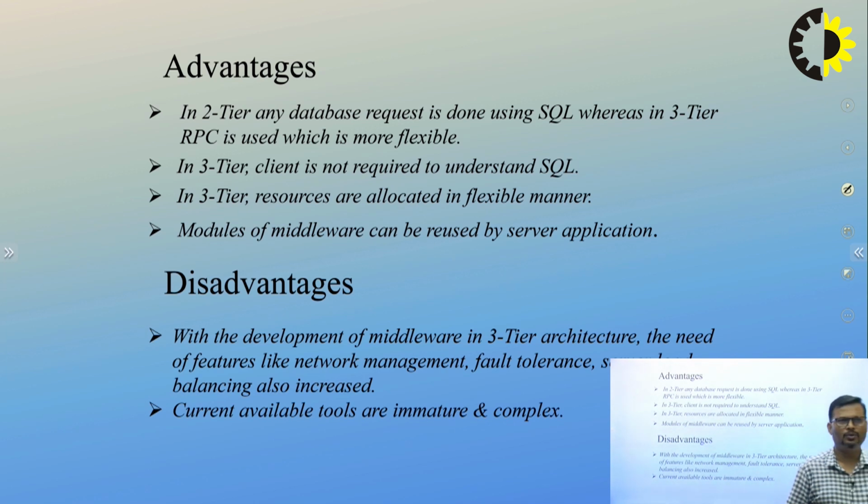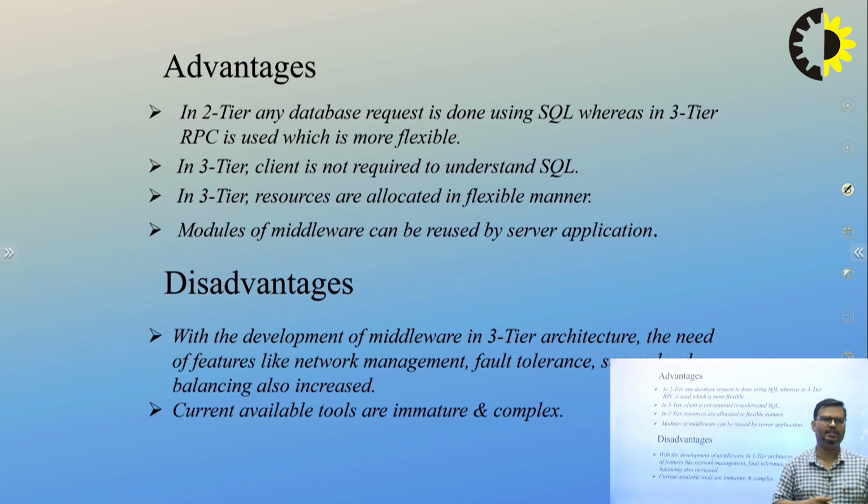Advantages: in two-tier, any database request is done using SQL, whereas in three-tier RPC is used, which is more flexible. In three-tier, the client is not required to understand SQL. In three-tier, resources are allocated in a flexible manner. Then modules of the middleware can be reused by the server application.